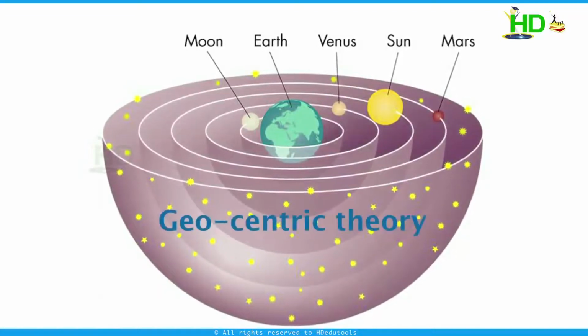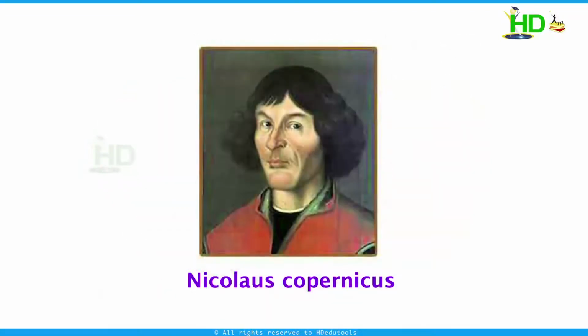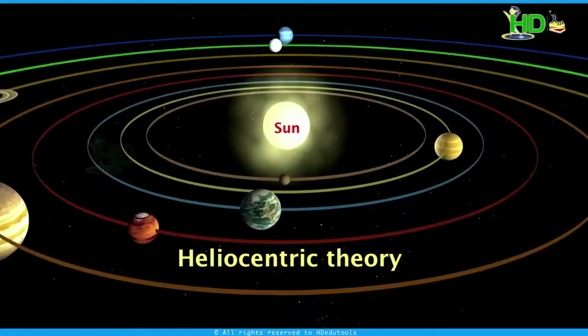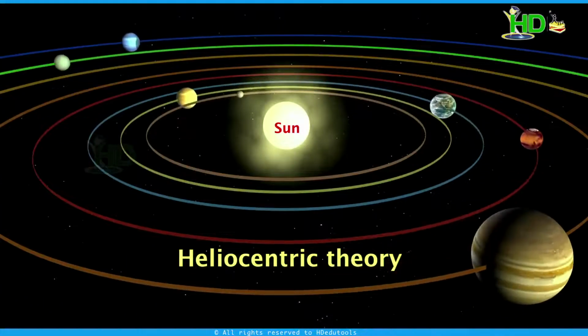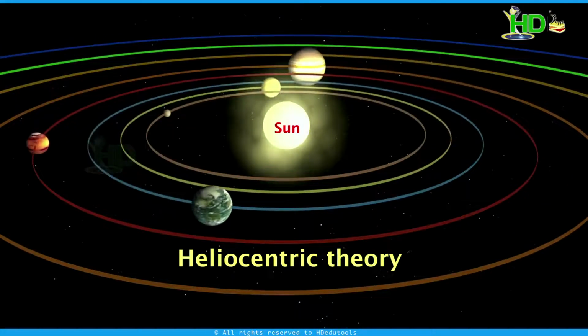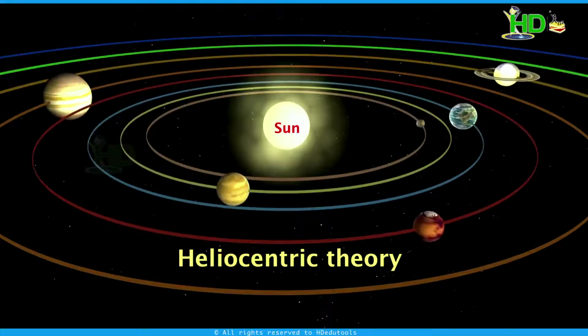This theory is also known as Ptolemaic theory. And geocentric theory was accepted until Copernicus. Copernicus, a Polish monk, proposed a theory known as heliocentric theory. According to heliocentric theory, Earth along with other planets revolves around the Sun in a circular orbit. And this theory was accepted for many years.